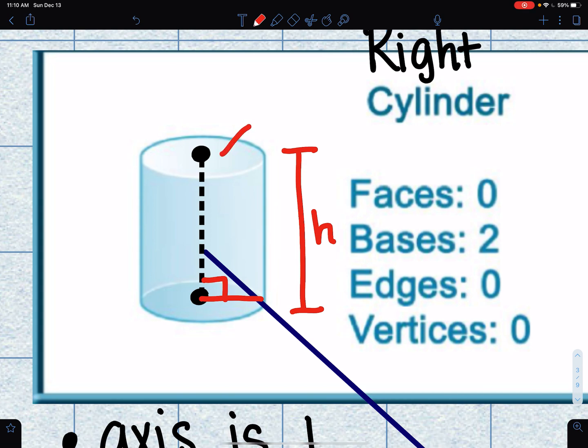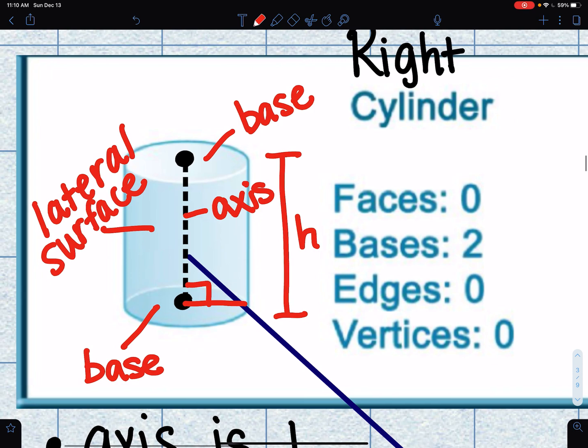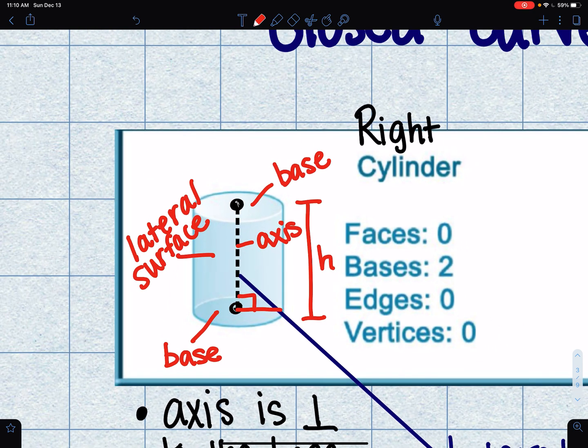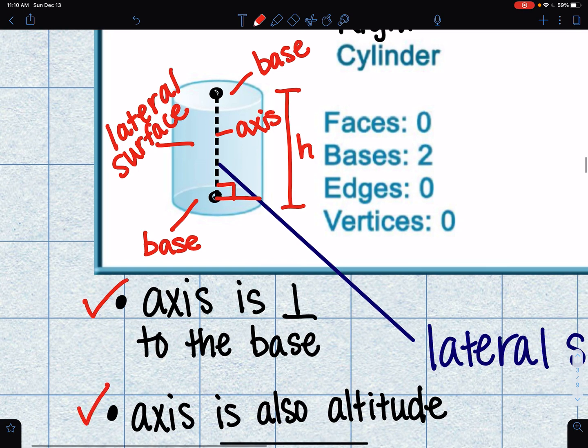What else? This is the base. Oh, this is called, like the outside surface of it, if it were like a soup can, the outside surface is called the lateral surface. Okay. And this is called the axis. What else? The other base is here. So this is a right cylinder. Okay. The axis is perpendicular to the base. We talked about that. And the axis is also the altitude or the height. We talked about that. Okay.